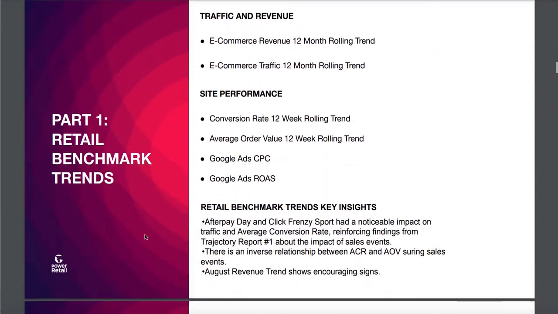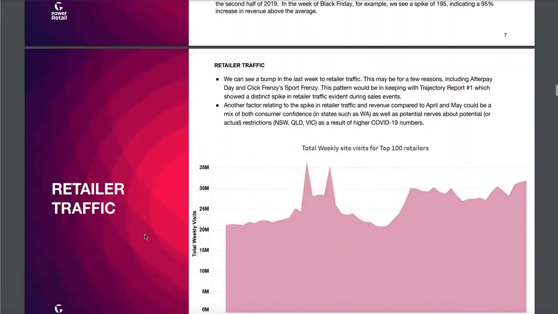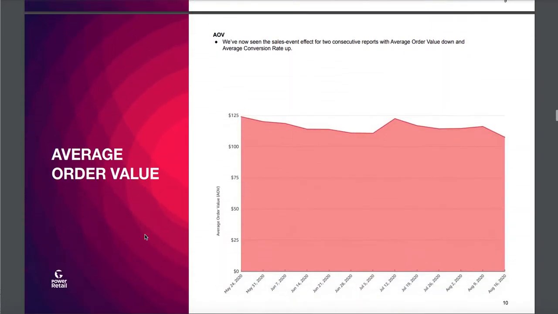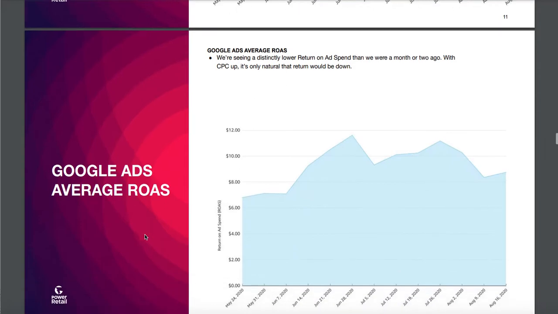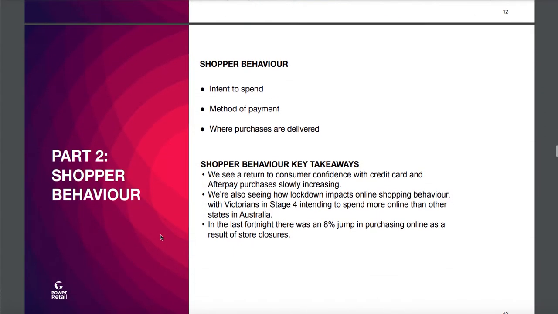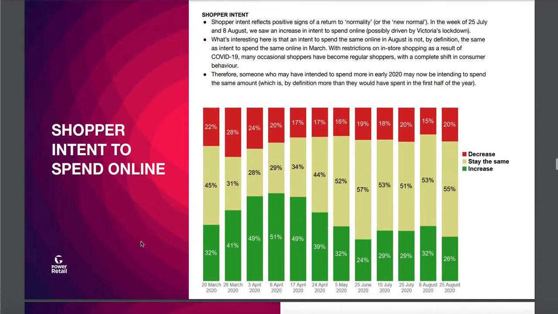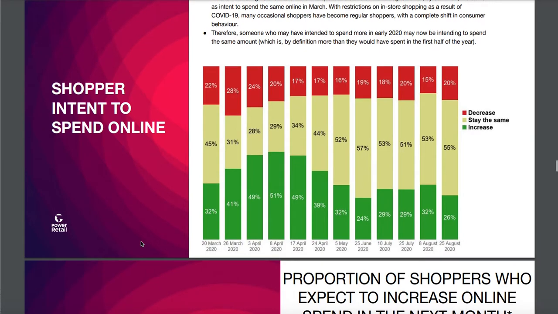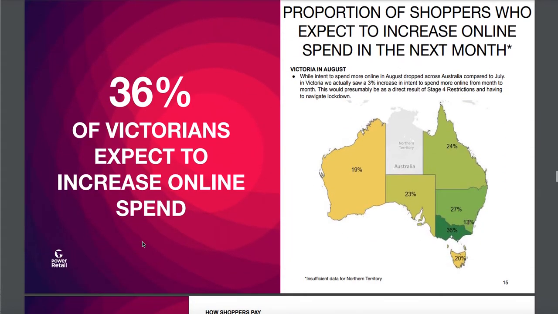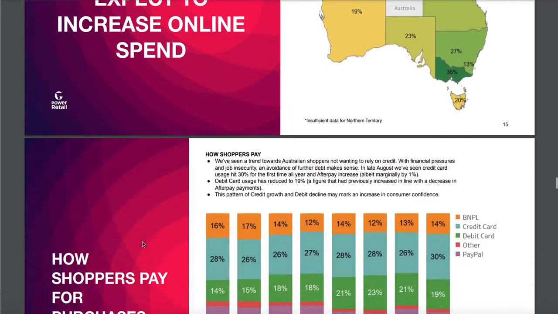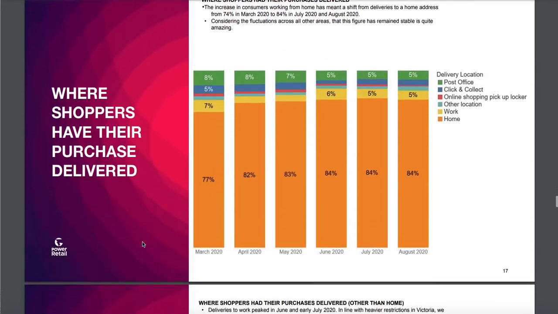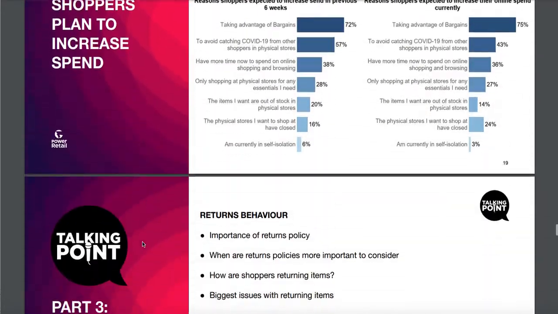So you can look at retail benchmark trends. So we run through revenue, retail traffic, average order value, conversion rate, digital marketing, etc. Then we've got our shopper behavior, which is using our survey data of over 1 million online shoppers. You can look at their shopper intent to shop online through the COVID period, how that's changing, state by state, how shoppers pay for purchases, where they have their purchases delivered, etc.